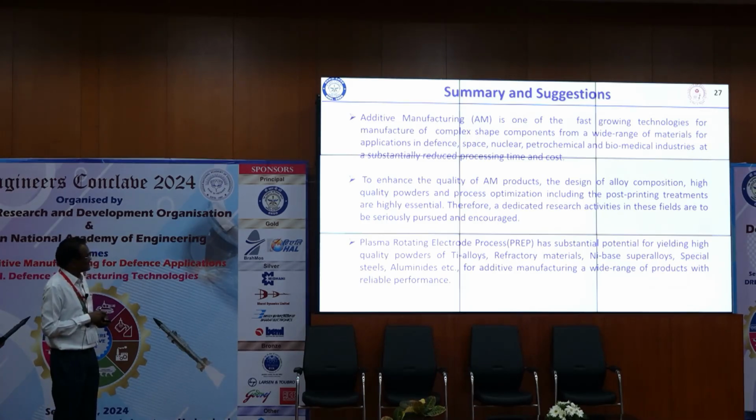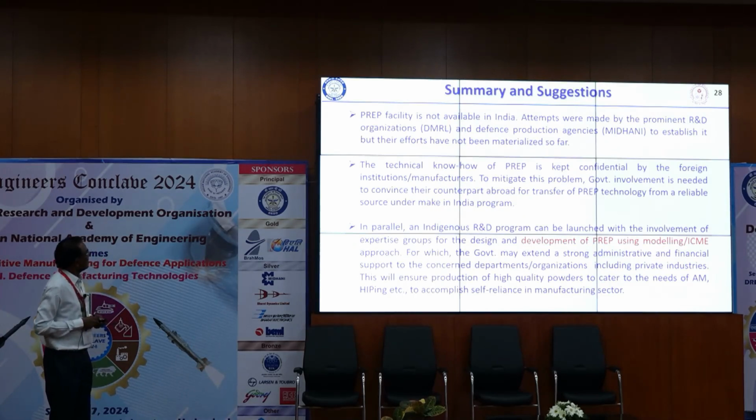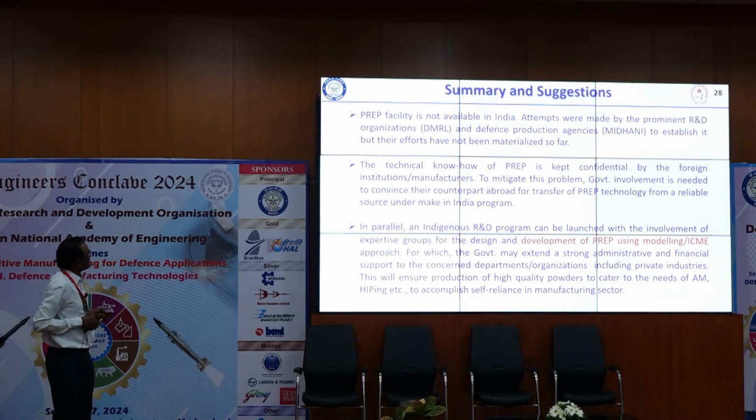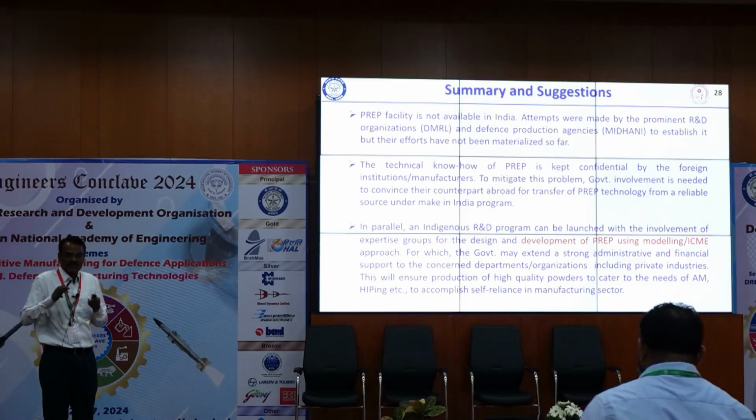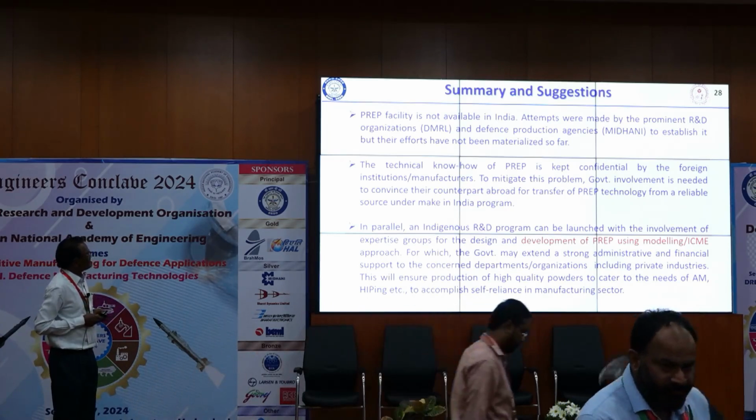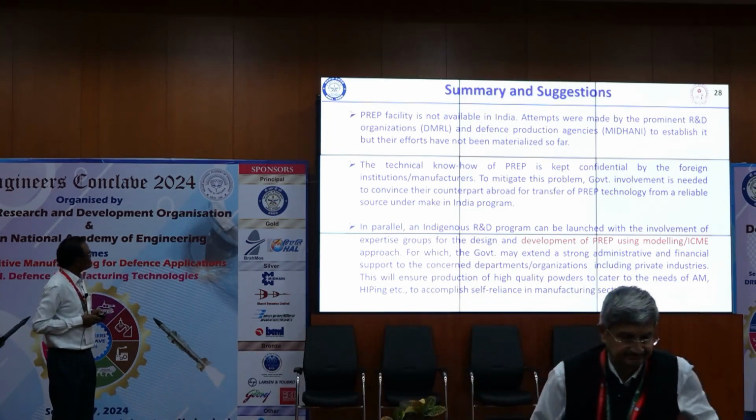Plasma rotating electrode process has substantial potential for yielding high quality powders of titanium and other materials, refractory and aluminides, etc., for additive manufacturing, for a wide range of components with reliable performance. PREP is not available as on date, despite efforts made by DMR and Vedani and others. But due to some genuine reasons, we could not establish the technology as on date. But still, there is a constant endeavor towards acquiring this facility. The technical know-how of PREP is kept confidential by foreign institutions manufacturing it.